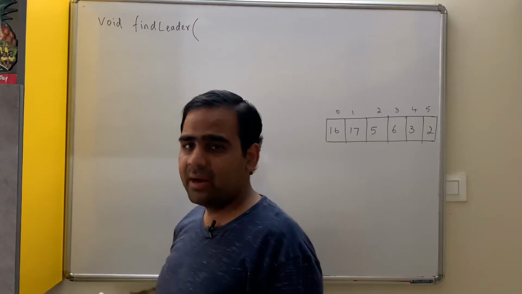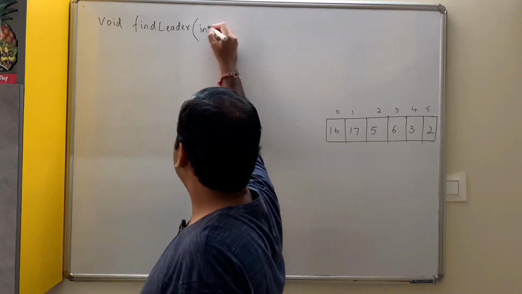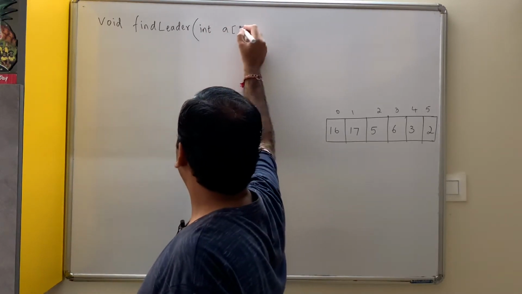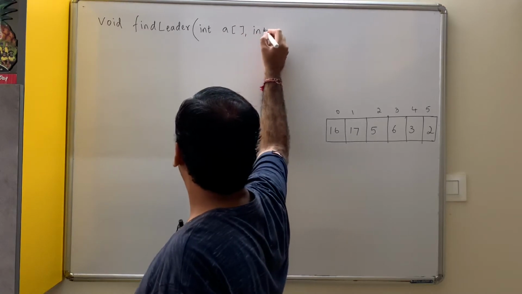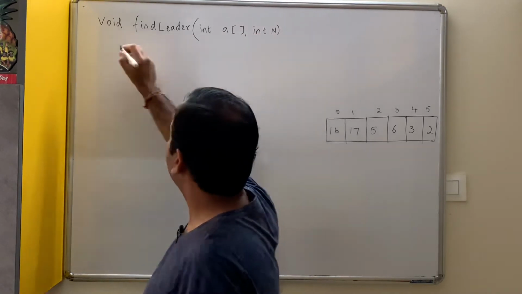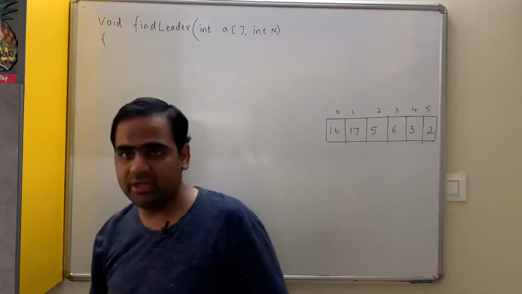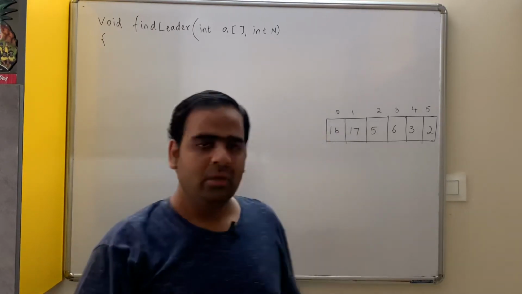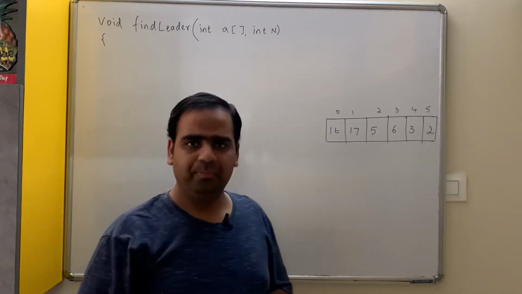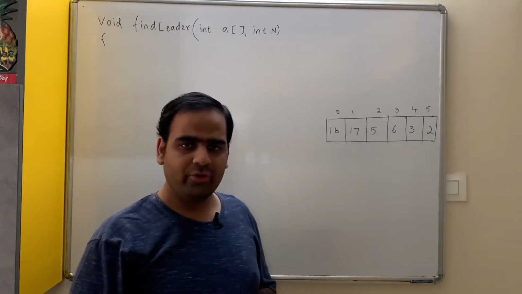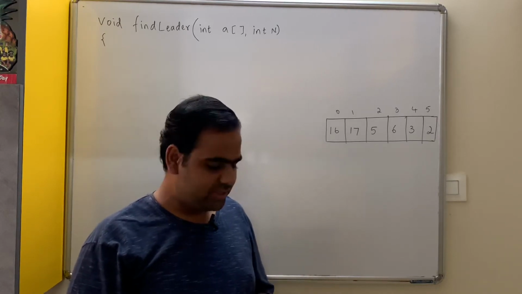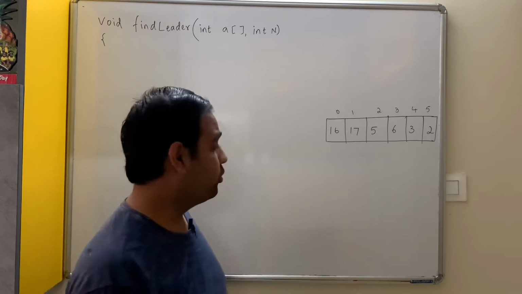What is the first parameter? Integer 1 dimensional array. And what is the next parameter? It is the number of elements, integer n. Is that okay? Now how do we solve this? There are 2 ways of solving this. I will show both the ways so that you understand how we solve the problems.